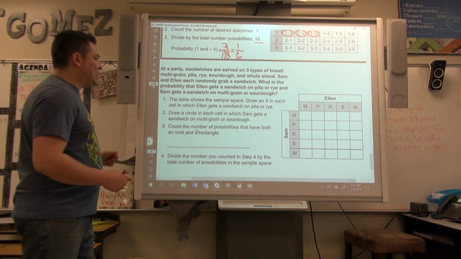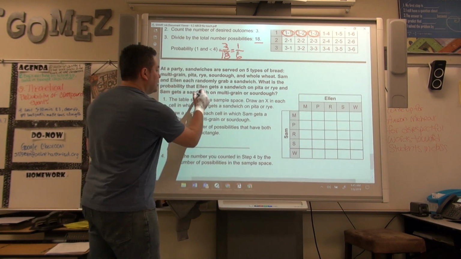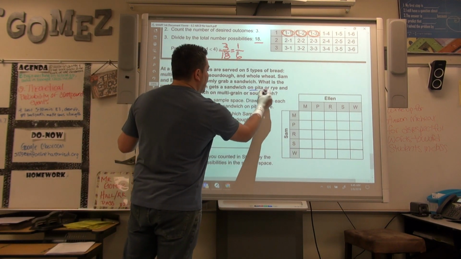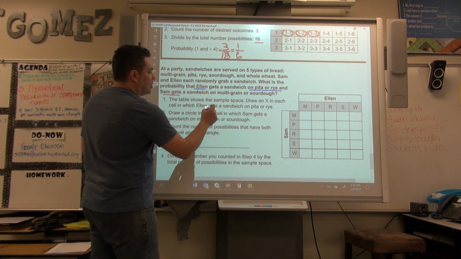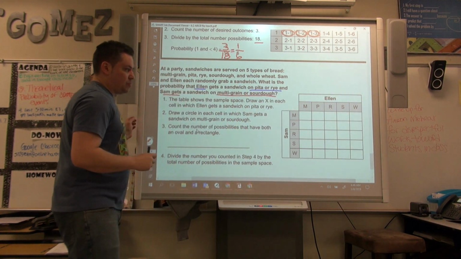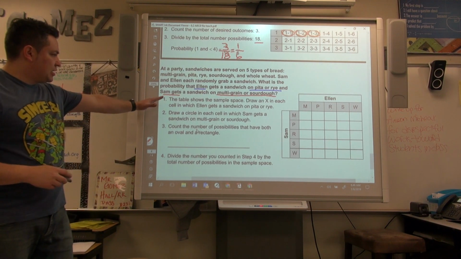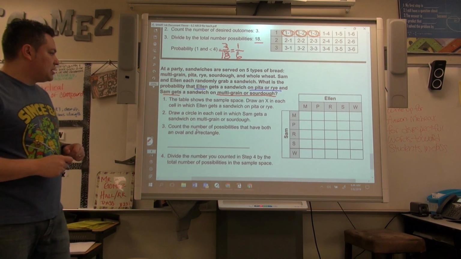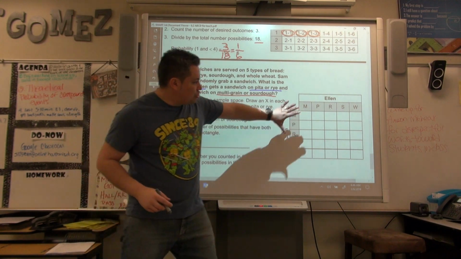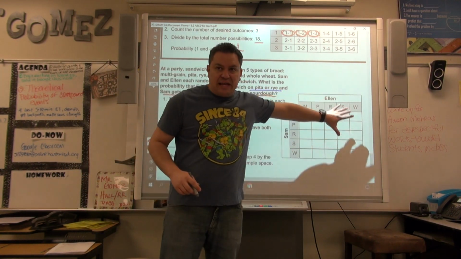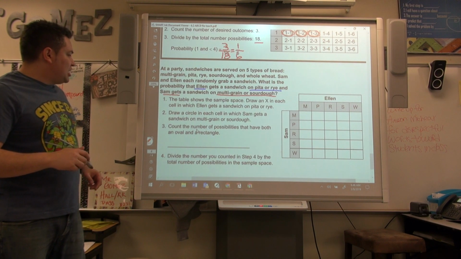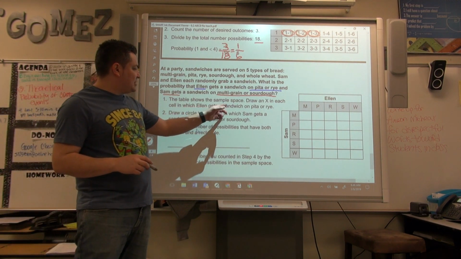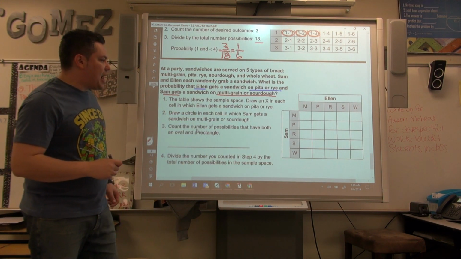What is the probability that Ellen gets a sandwich on pita or rye and Sam gets multigrain or sourdough? And it says right here what we need to do. Number one, the table shows the sample space. So right here, that is called the sample space. It says, draw an X in each cell in which Ellen gets a sandwich on pita or rye.